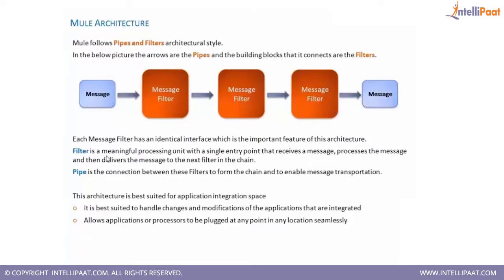And when we say what a filter is actually about, it's a single processing unit, and it's a standalone processing unit. It does not depend on any other thing. It receives a message, processes the message, and then delivers the message. So each message filter in the chain that is configured receives a particular message, does some logic, does some manipulation on the message, and then gives the output message to the next filter, which acts as the input for that filter. The pipe is just a connection between these two, and it holds the whole thing together. That's the pipe.